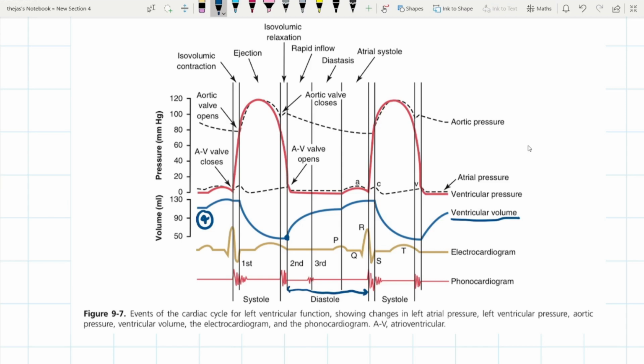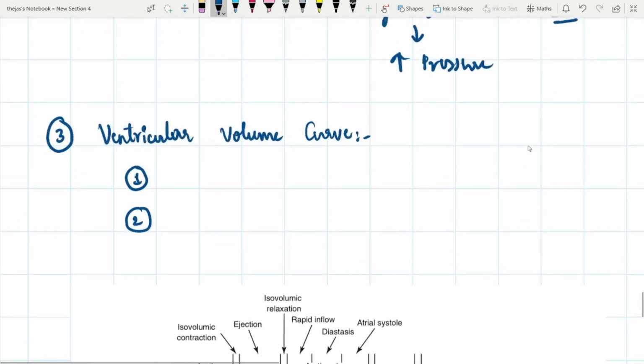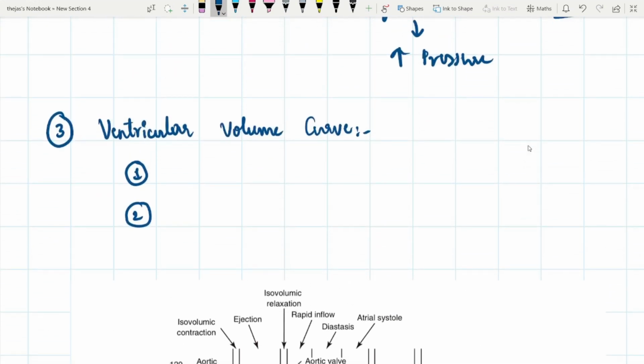Just before this, what happens? Prior to ventricular diastole, what was happening? There is AV valve opening, that is, blood from the left atrium goes to the left ventricle. So that's where left ventricular diastole starts, right? Where the blood starts filling the left ventricle. So in the discussion of the ventricular volume curve, I'll discuss the volume relationship in 2 points. One is the rapid filling phase.